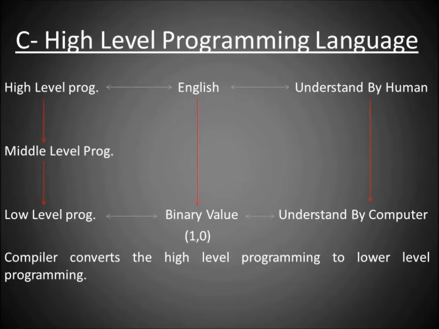High-level programming can be understood by humans, and low-level programming is written only in binary code, 1 and 0, because the computer only understands on and off, that is 1 and 0, and humans feel it very difficult to understand the 1 and 0 language. So there is a compiler which converts the high-level language to low-level language.